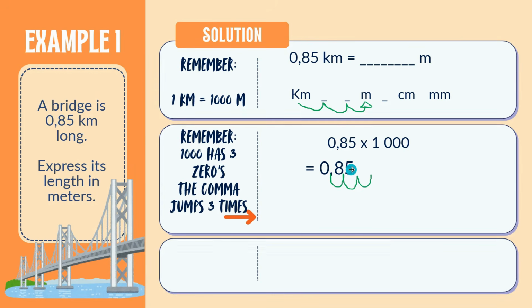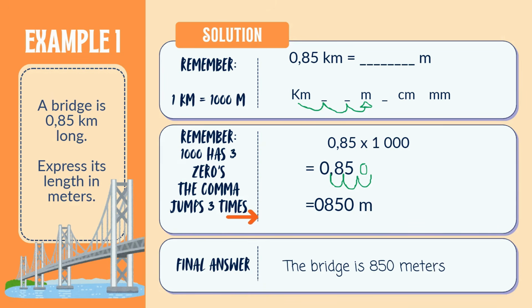There in those two boxes, there are numbers, but in this one, there is no number. And your comma then moves to the back. So remember, when there's no number, we put a 0. So your answer will be 0,850 meters. But we do not need to write the 0 in front of the number, except if there's a comma. So your answer can be 850 meters long.